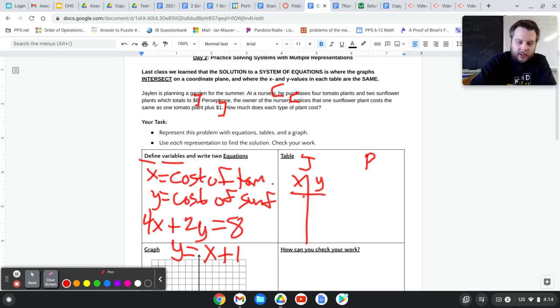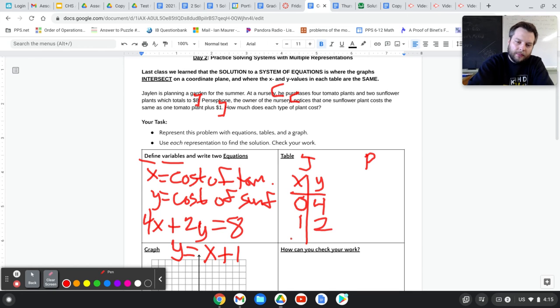So let's say that the cost was zero, that tomatoes were free, and they bought two sunflower plants and spent $8. Then the sunflowers had to cost $4. If the tomatoes are free, then the sunflowers cost $4. If the tomatoes cost $1, then I've spent 4 times 1 on tomatoes, so I have $4 left to get up to $8. That would mean that each sunflower would cost $2. 4 tomatoes for $1, 2 sunflowers for $2 makes 8 total dollars.